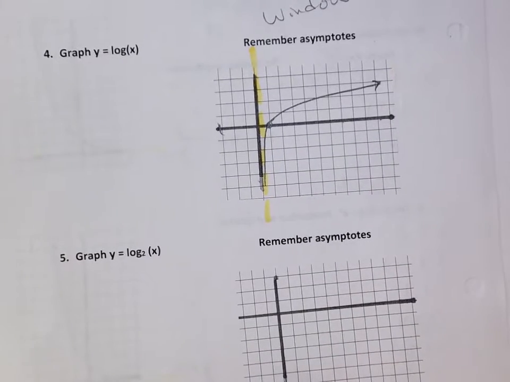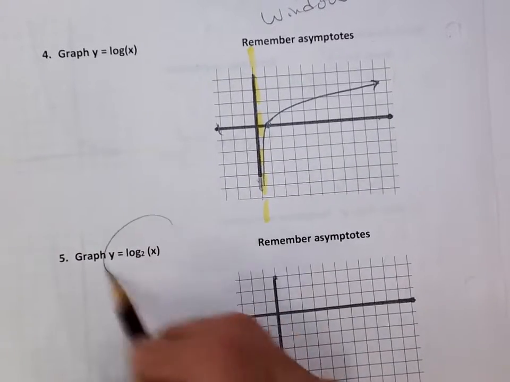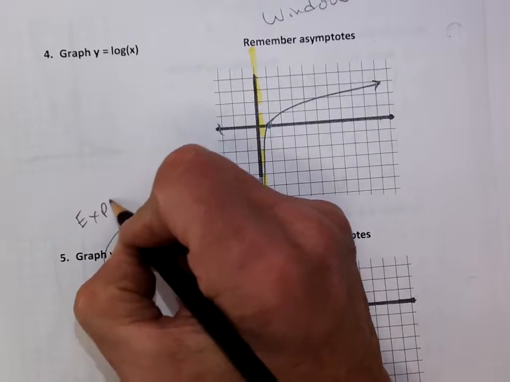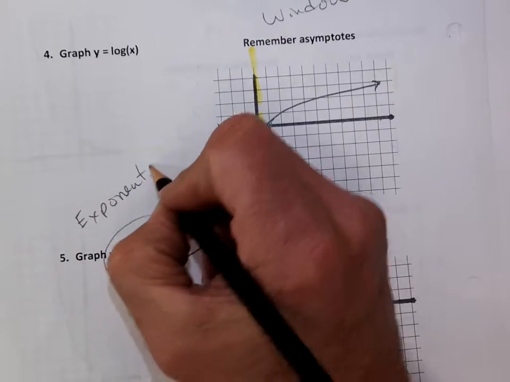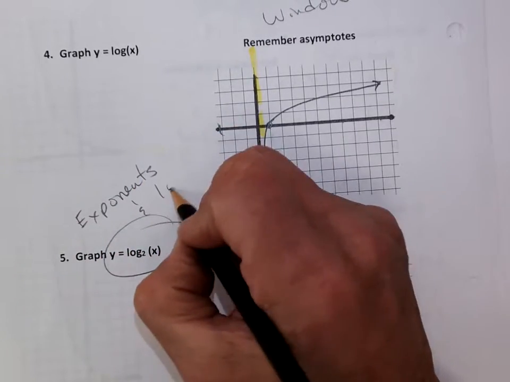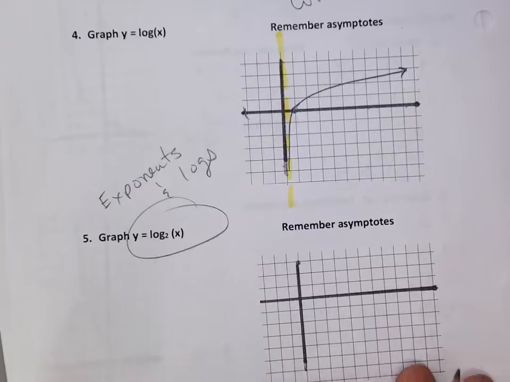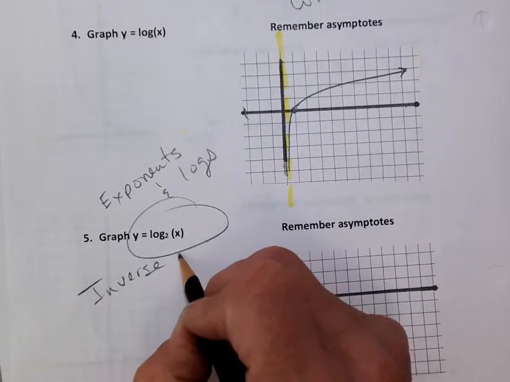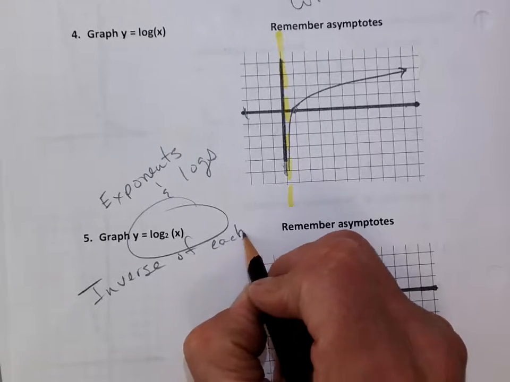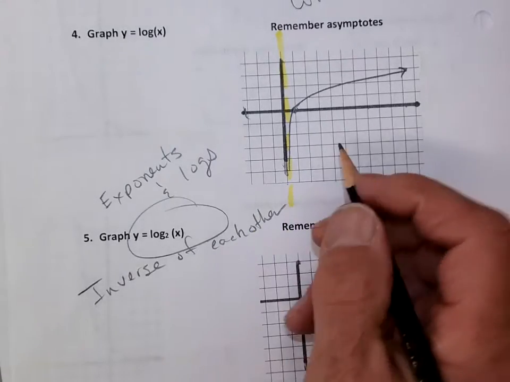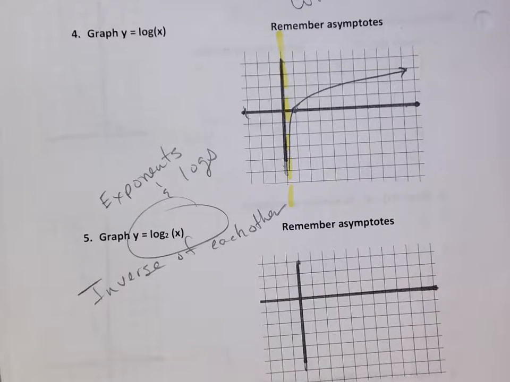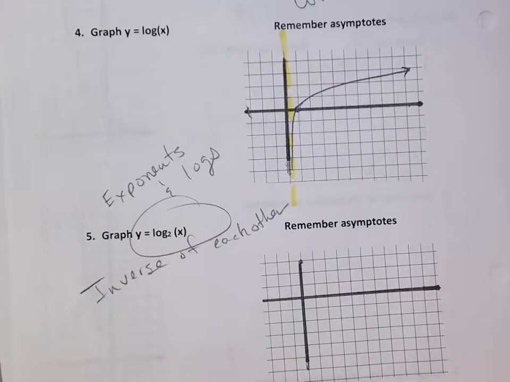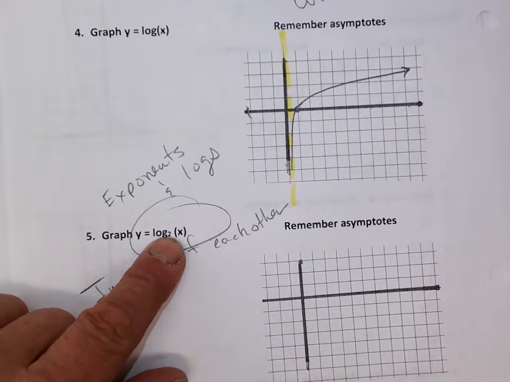So log base 2. Okay. So we want to graph this. So what we know is that exponents and logs, okay, write this down, exponents and logs are inverses. They're inverses of each other. Okay? Because logarithms help us solve for exponents. They're opposites. This is base 2, right?